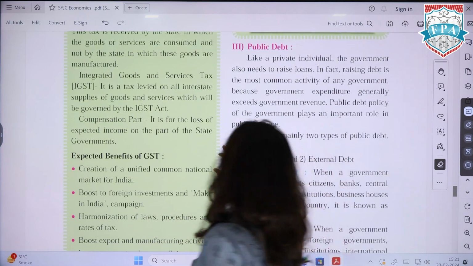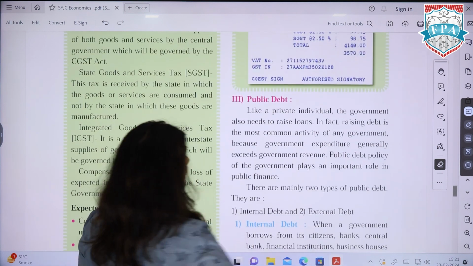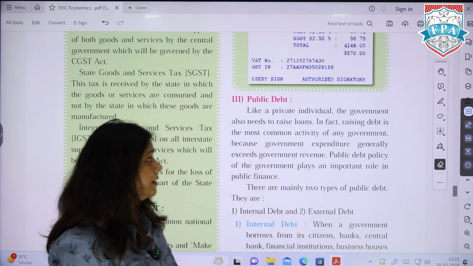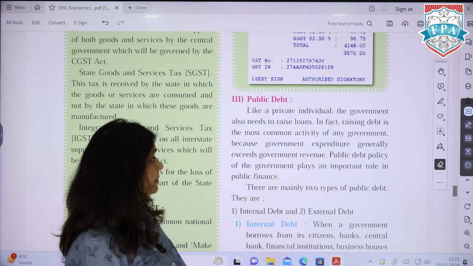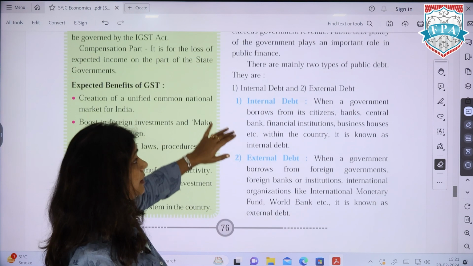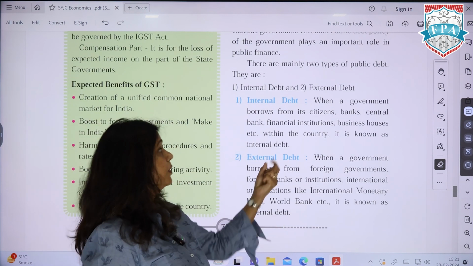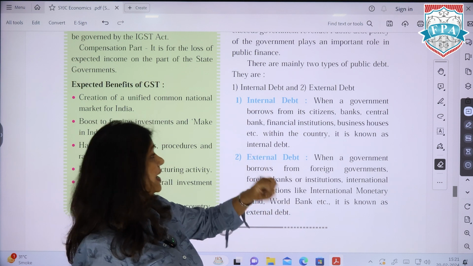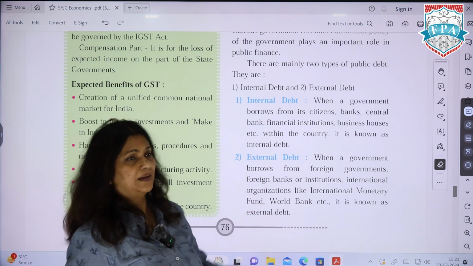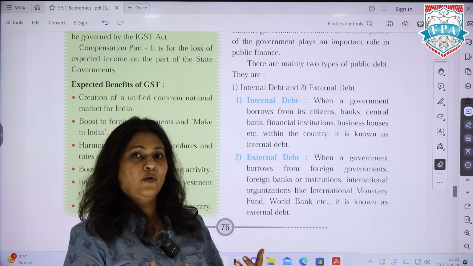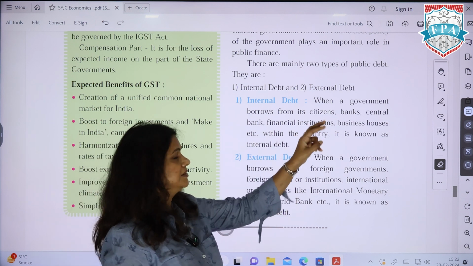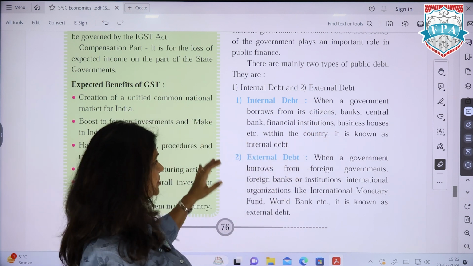Now guys, coming up to public debt. Public debt means the way in which the government raises money from the public, or you can say by taking loan from the public. So public debt policy is of two types. One is internal. Internal means when the government borrows money from its own citizens, banks, central bank, financial institutions, business houses within the country. When you are borrowing money from your countrymen itself, whether it is the citizens, the banks, or the financial institutions.